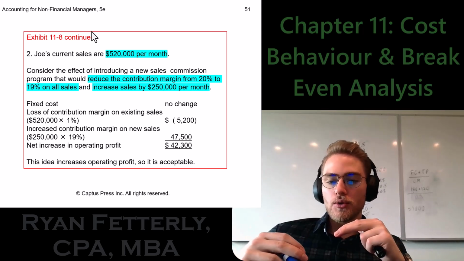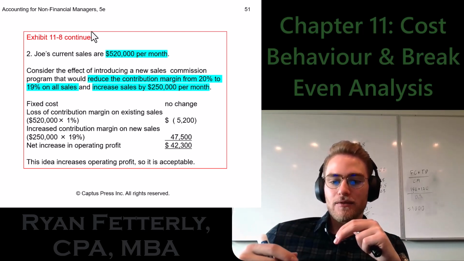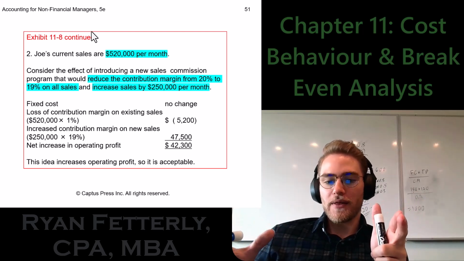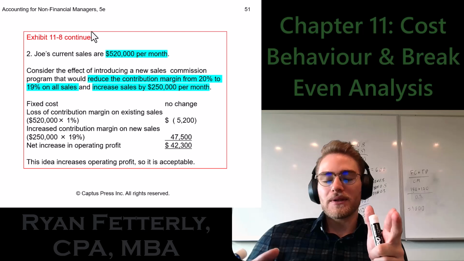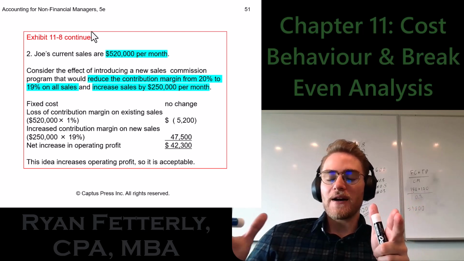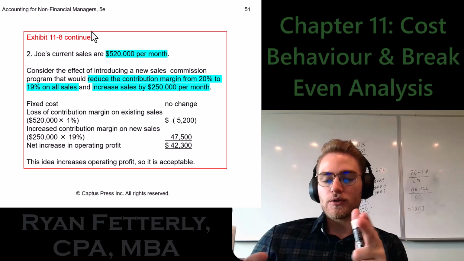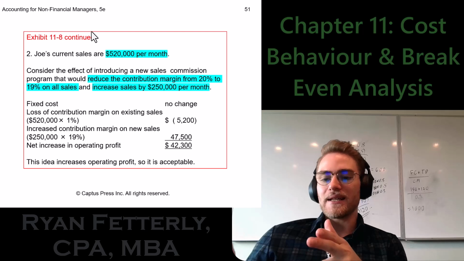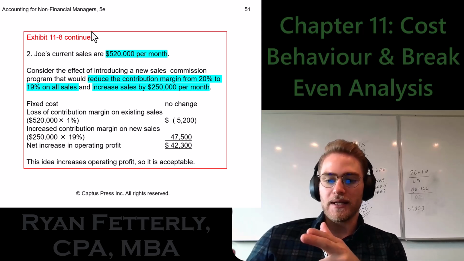We are going to lose 1% on basically our existing $520,000 in sales. So 1% of our existing $520,000 sales. So we're going to lose $5,200 in contribution margin on our existing sales, and our fixed cost is not going to change. So we're taking a $5,200 hit right now.